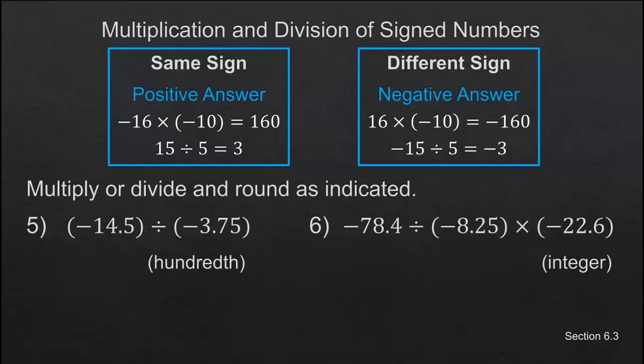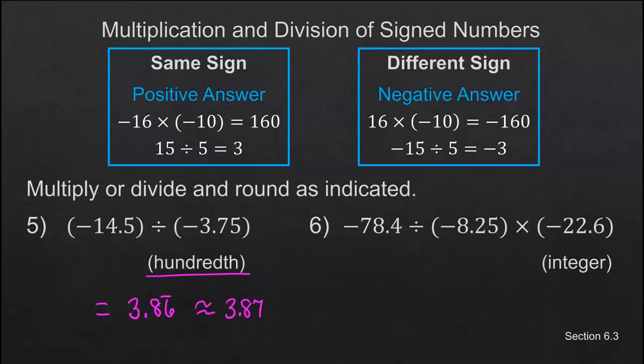So on number 5, you should say to yourself, is this going to be negative or positive? And you can make that decision before you even put it on your calculator. It will be positive. It's 3.86 and the 6 is repeating. So if we're rounding to the hundredths place, it's going to be 3.87.